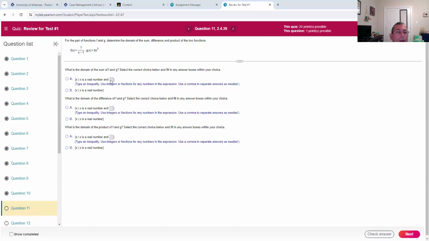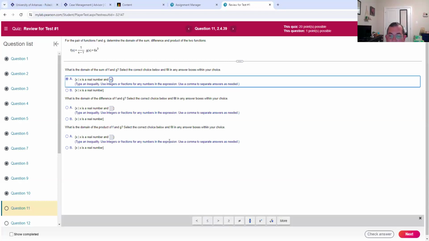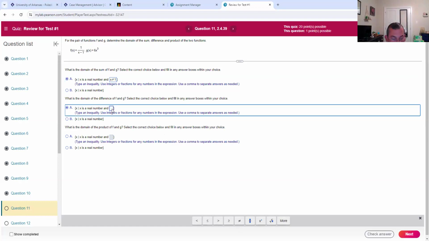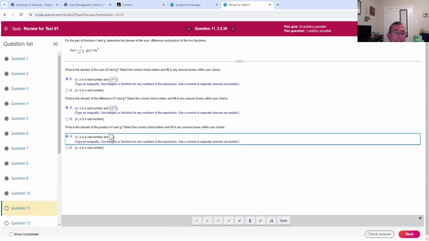All right, y'all, so I'm gonna come in here. X is a real number and x cannot equal 1. Then I'll come down here. X is a real number. X cannot equal 1. And then finally on the third one, X is a real number and X cannot equal 1. Y'all, those three will have the same identical domain, okay?